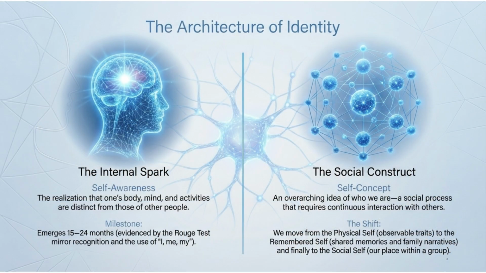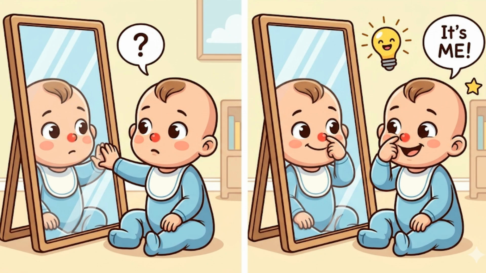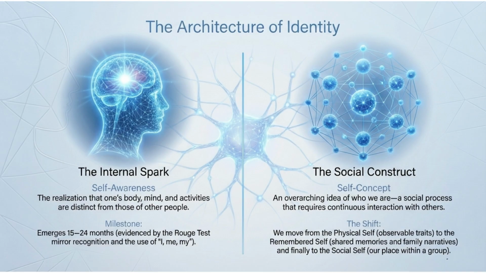Identity has two parts: the internal spark, or self-awareness, and the social construct, or self-concept. Self-awareness is the internal spark. It's the moment a child realizes that their body, their thoughts, and their actions are distinctly their own and separate from everyone else's. Remarkably, this emerges between 15 and 24 months of age. We measure it with something called the Rouge test. A dot of red dye is placed on a toddler's nose, and when they look in a mirror and touch their own nose, not the mirror, we know they recognize themselves.